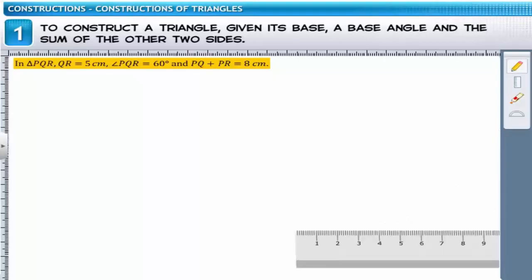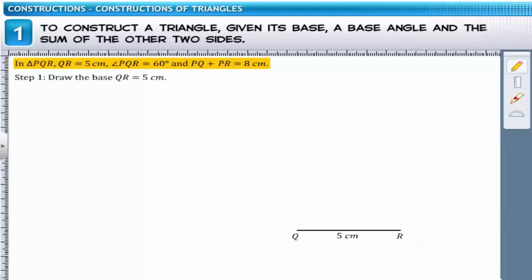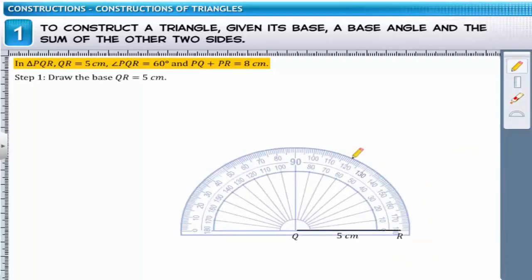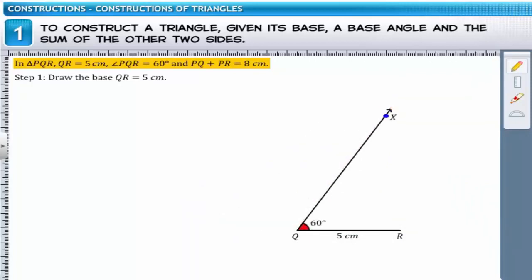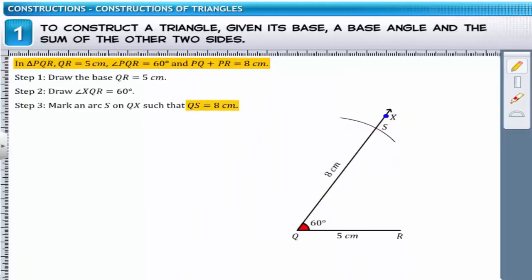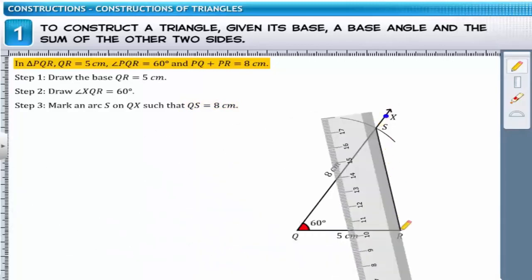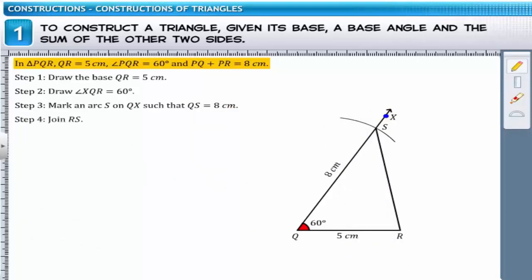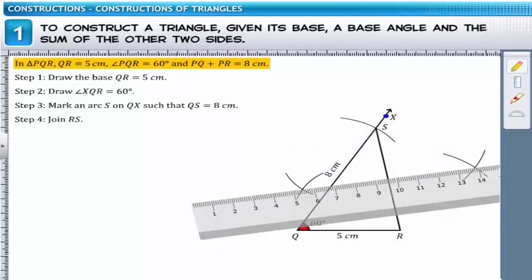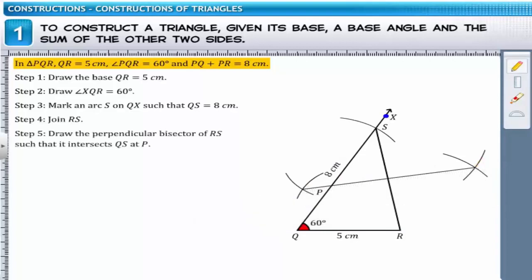First, draw a line segment QR of length 5 centimeters. Draw a ray QX inclined to the base QR equal to the given angle PQR, which is equal to 60 degrees. Take the measure of 8 centimeters and mark an arc S on the ray QX. This is the combined length of the sides PQ and PR. Join RS. Draw the perpendicular bisector of RS such that it intersects QS at P. Finally, we join PR. Thus, PQR is the required triangle.